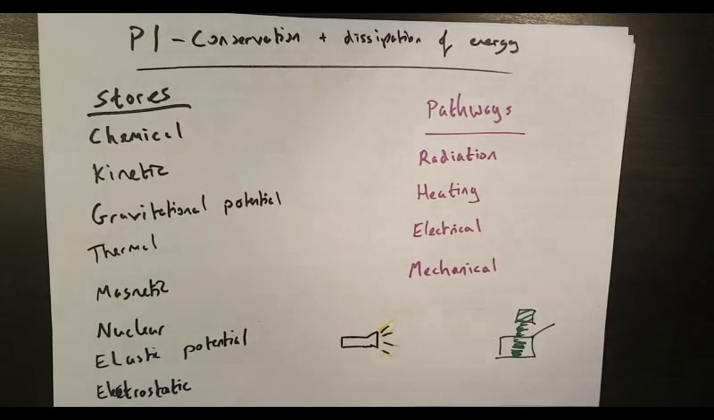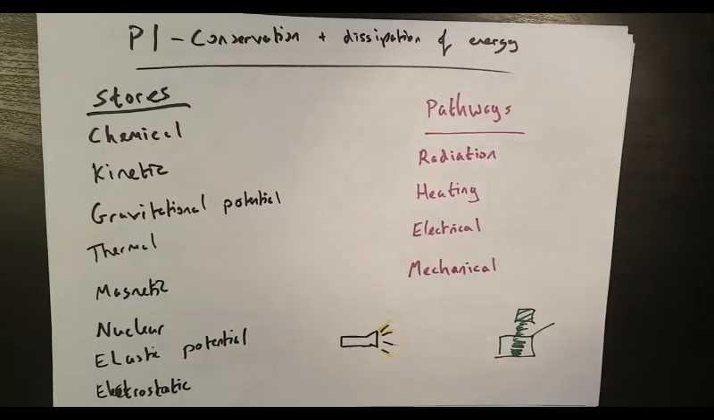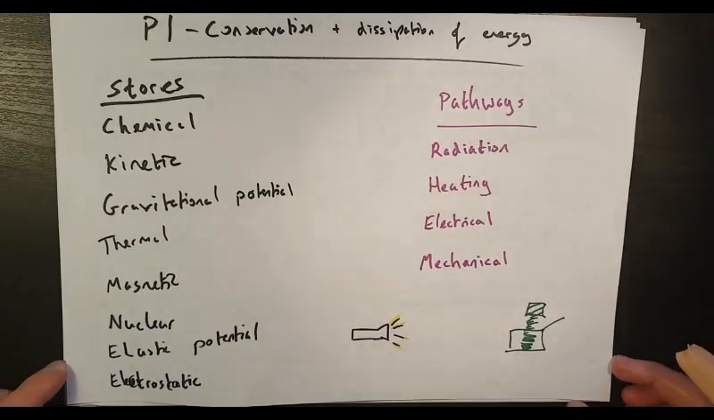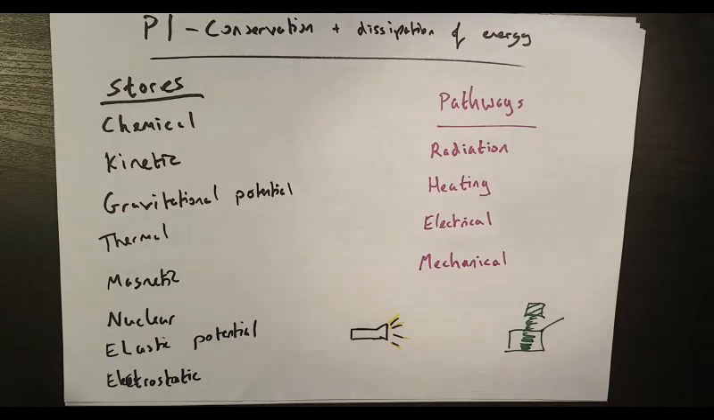So we're going to look first of all at topic 1 of the physics specification. This is common to both double and triple science physics. So P1 topic 1, concentrating on conservation and dissipation of energy.